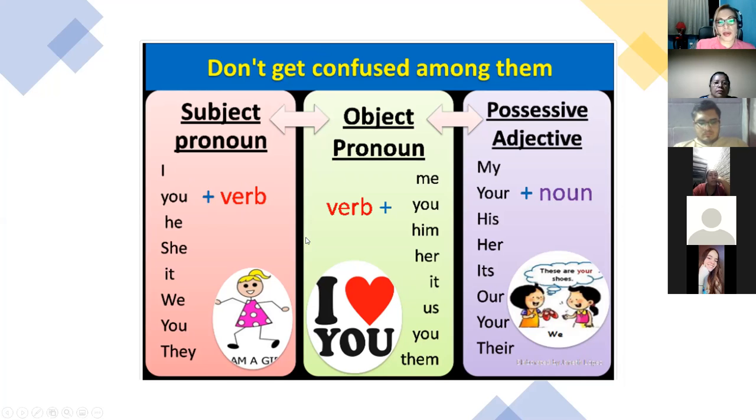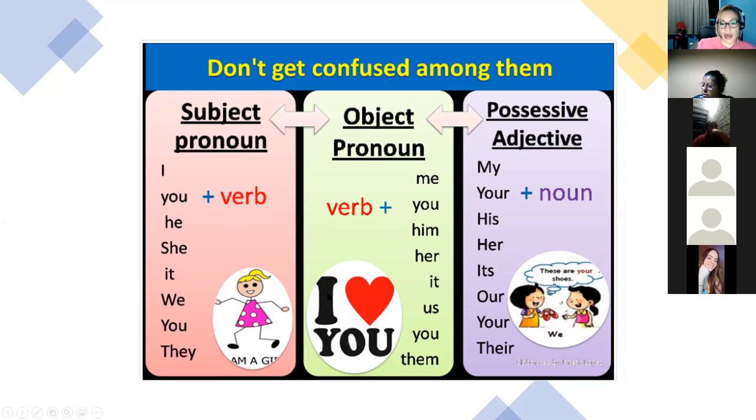When it is an object pronoun, it serves to know whom an action is directed to, on whom it falls. Normally the verb goes first and then the object pronoun. I have an example here. I, this is the subject. Then the verb, love. And then the object, you, to whom, to you. I love you.